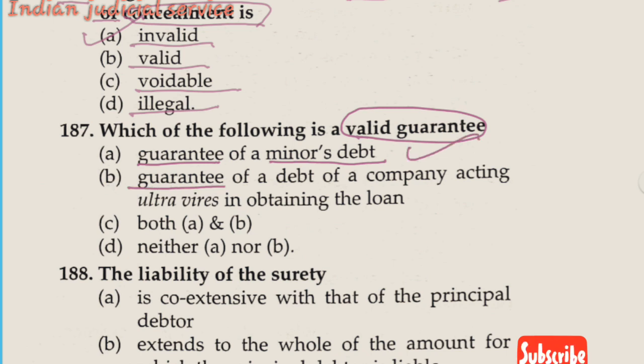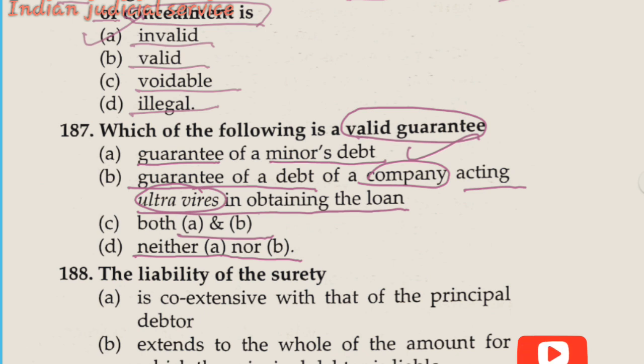And option B, the guarantee of the debt of a company acting ultra vires in obtaining the loan. And option C here, both A and B. Option D here, neither A nor B. So in this case option B, the guarantee of the debt of a company acting ultra vires, this company is acting ultra vires in obtaining the loan. So this guarantee is not valid here because the act of the company is ultra vires, and the guarantee of a minor's debt is a valid guarantee. So the answer is here option A.